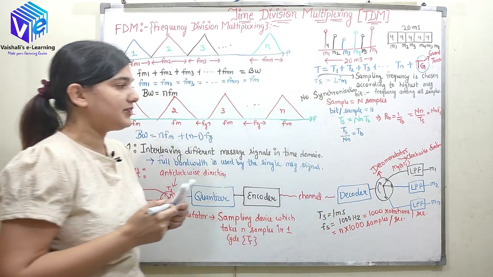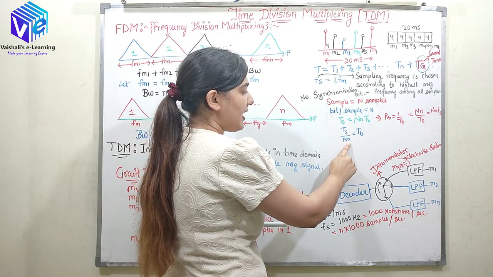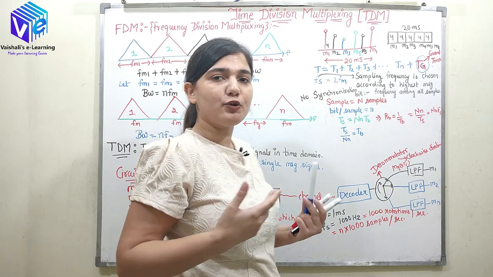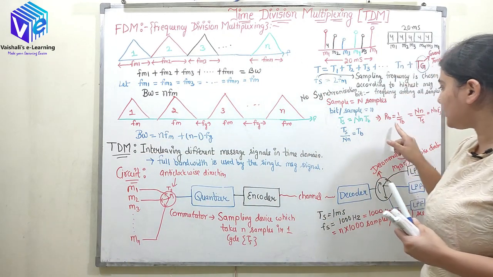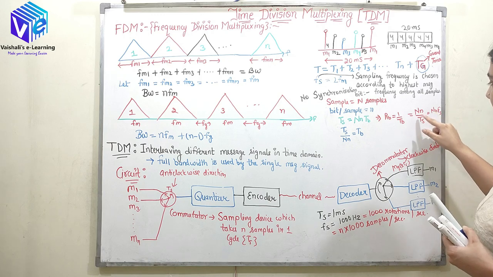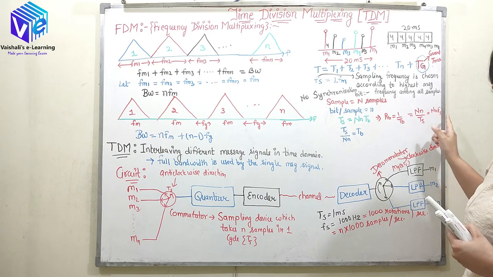I skipped this step: TB is equal to TS upon capital N into small n, and RB is equal to 1 upon TB. RB is the bit rate, equal to 1 upon bit duration, so it is equal to N n upon TS. Now 1 upon TS is FS, so bit rate is equal to N n into FS.